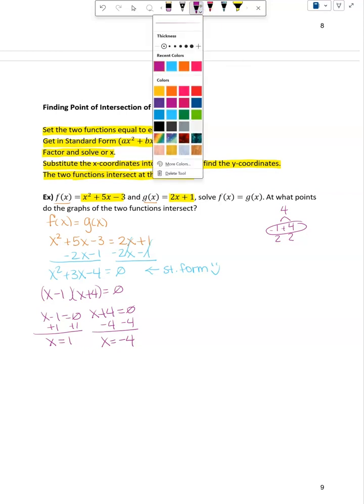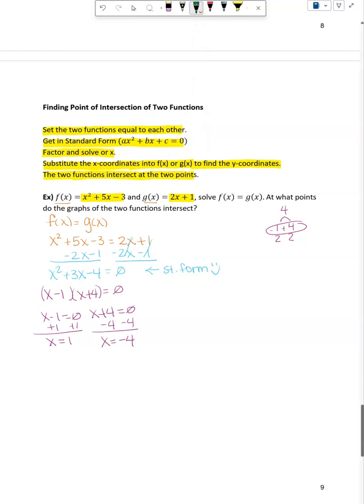Okay, so now we know what our x's are, but we have to find out what our y's are. So this is where it's really cool. Let's pick a green. Green for go. We could plug these points into either f of x or g of x. Doesn't matter. But look which one's super simple and which one's kind of more complicated. So let's plug them into g of x, okay?